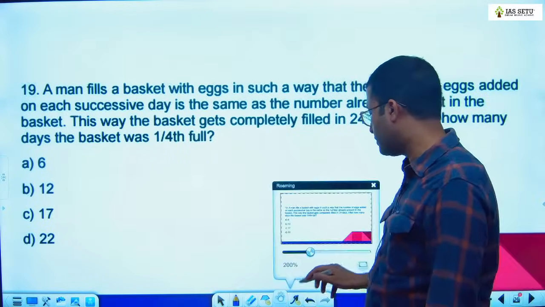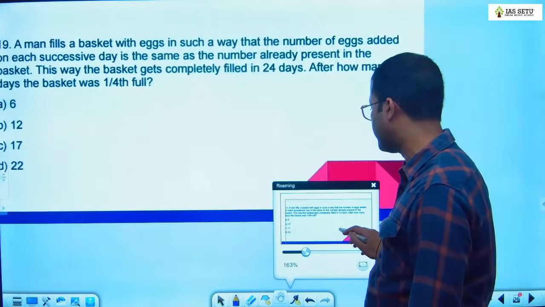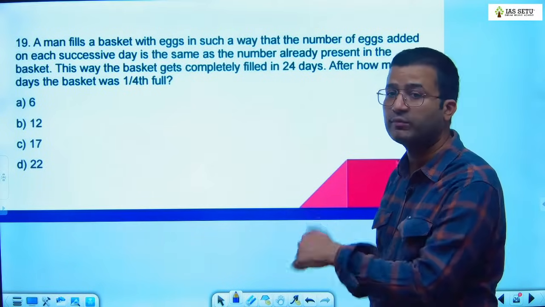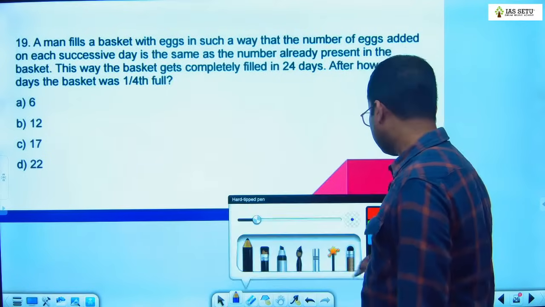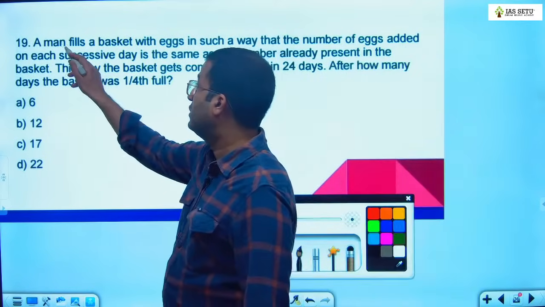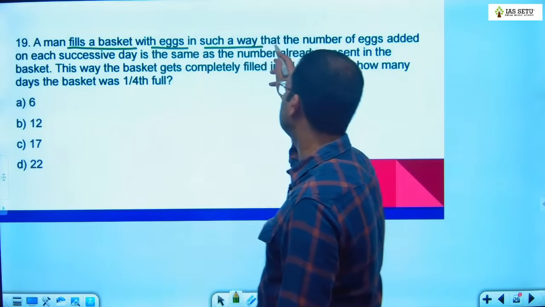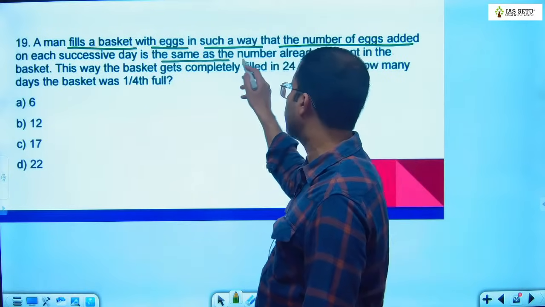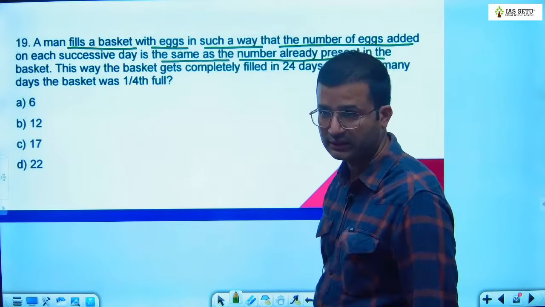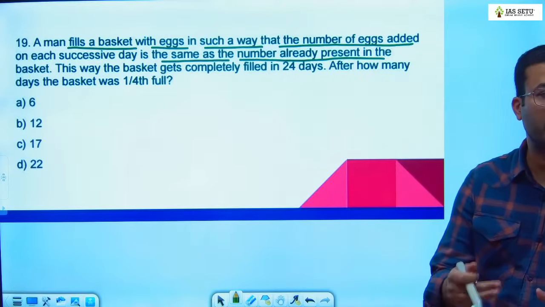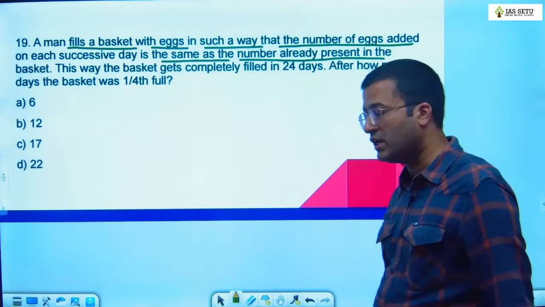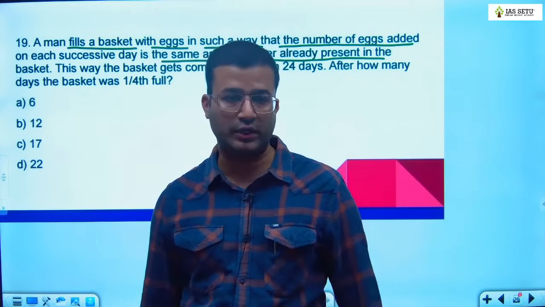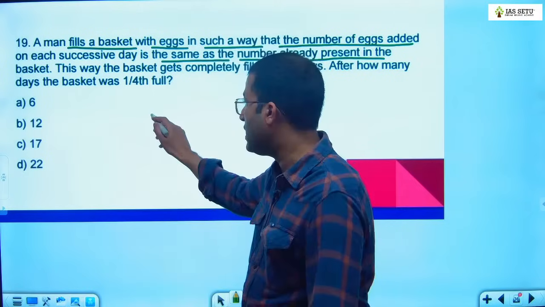Now here, this question number 19, a logical question, has been asked twice, but not in CSAT, prior to CSAT. The same question was asked twice before CSAT. A man fills a basket with eggs in such a way that the number of eggs added on each successive day is the same as the number already present in the basket. Means every time we are getting double. If there are already 100 eggs, we will add 100. Then it becomes 200. Next day we will add 200. Look, there is one egg in the basket.